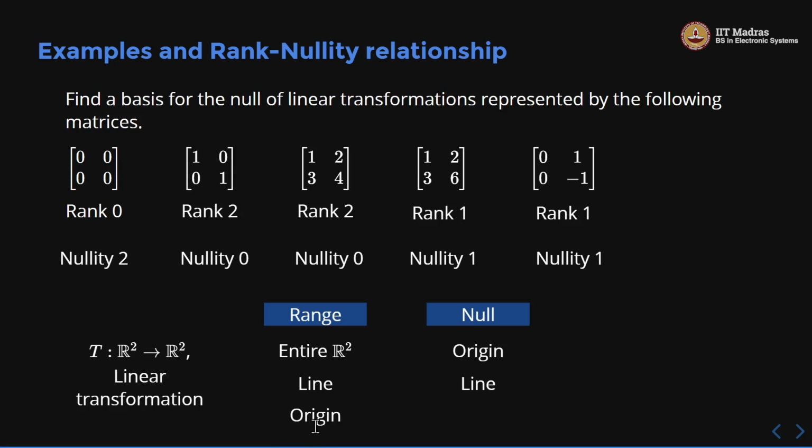If the range is the origin, then it's the all zero matrix, and the null becomes the entire R2. These are the only things that can happen in a 2 by 2 transform. So this means rank plus nullity is 2 in a 2 by 2 transformation. A simple, full, complete characterization of what is range, rank, null, and nullity.